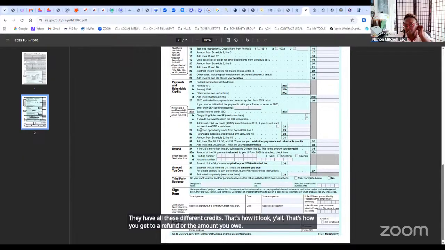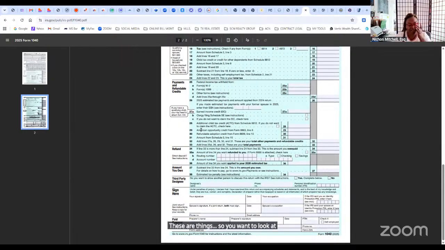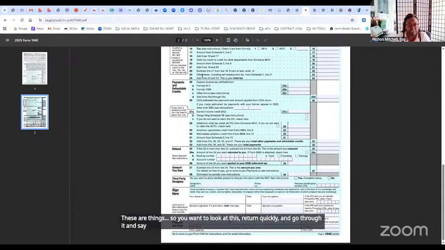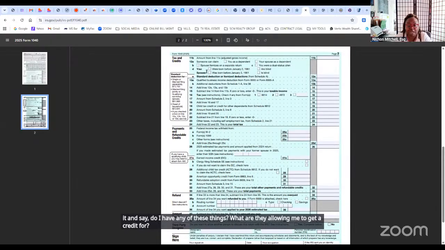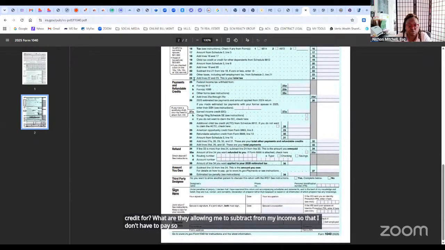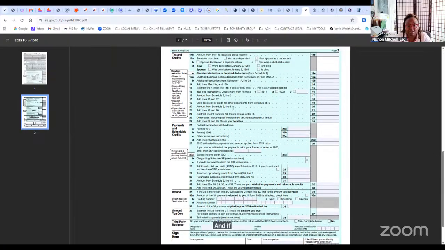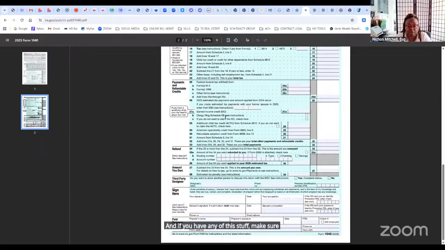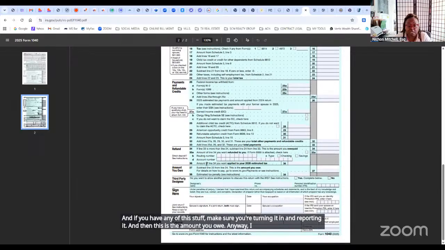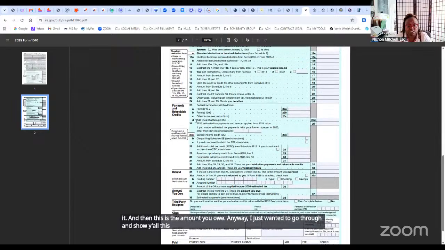You want to look at this return quickly, go through it and say, do I have any of these things? What are they allowing me to get a credit for? What are they allowing me to subtract from my income so that I don't have to pay so many taxes? So you either are going to get the refund right here after you do all this math, after you take all this stuff off, or this is the amount you owe. So you need to know what this stuff is, and if you have any of it, make sure you turn it in and report it. Anyway, I just wanted to show y'all this because it's really just basic math.